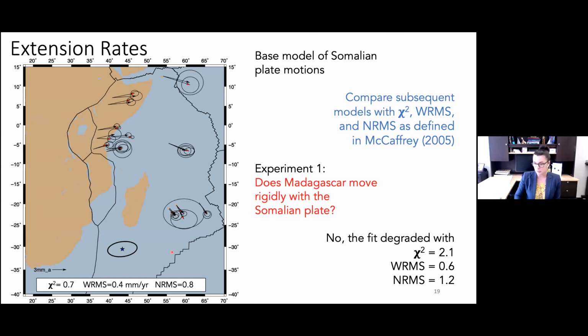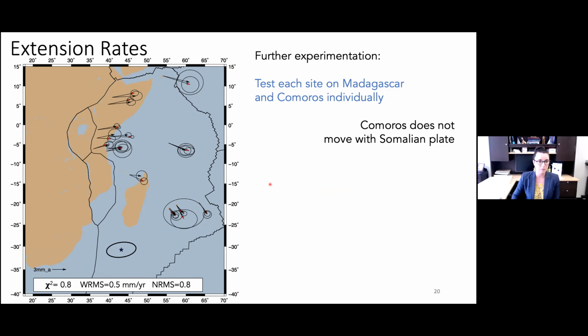So for this work, we did several experiments, and one of the questions was, does Madagascar move rigidly with the Somalian plate? So is it actually part of the Somalian plate? And when we include the data and do some statistical analysis, it is absolutely no. The entire continental island is not moving with Somalian plate. Then we do several more tests to see if Comoros is moving with the Somalian plate, and no, it isn't.